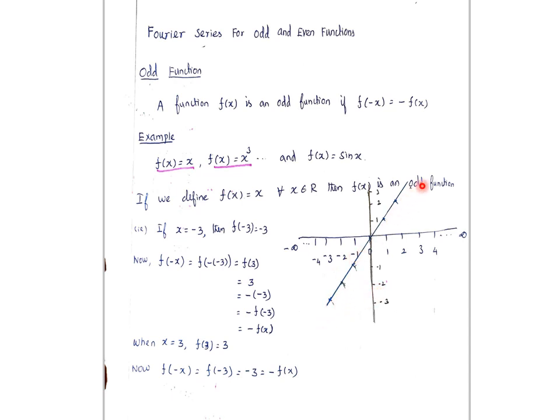Similarly for the positive values. So this is the graph of the function f of x equals x. Since this function satisfies the condition f of minus x equals minus f of x for every x belonging to R, we can say that f of x equals x is an example of an odd function. Similarly, f of x equals x cube, f of x equals x power 5, that is, all odd powers, are examples of odd functions.